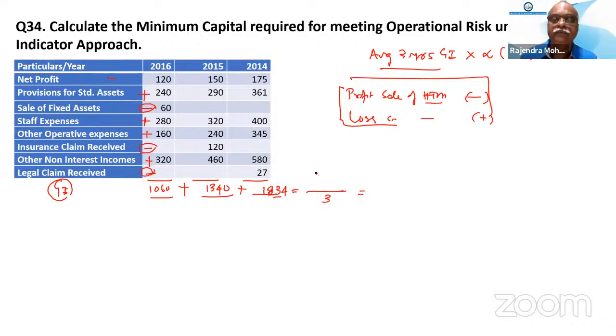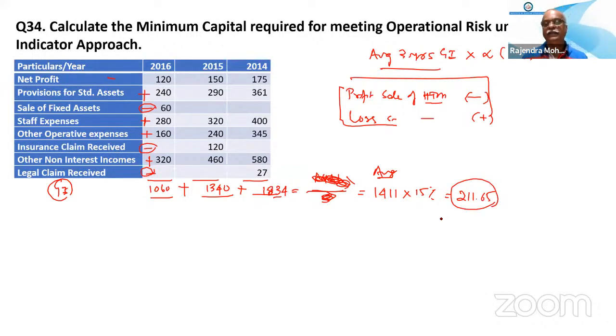1411. After dividing, 1411 is the average gross income. So you have to multiply it by 15%. So how much? 211.65. So this is the amount of capital required under the basic indicator approach.